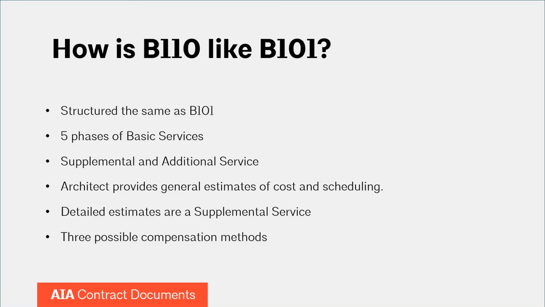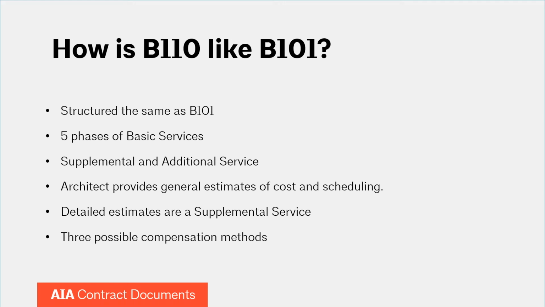How is B110 like B101? The B110 was developed from the B101 standard form of agreement between owner and architect. They are similarly structured. In both agreements, the architect still provides basic, supplemental, and additional services. Basic services are comprised of the same 5 phases of service: schematic design, design development, construction documents, bidding and negotiation, and construction administration.